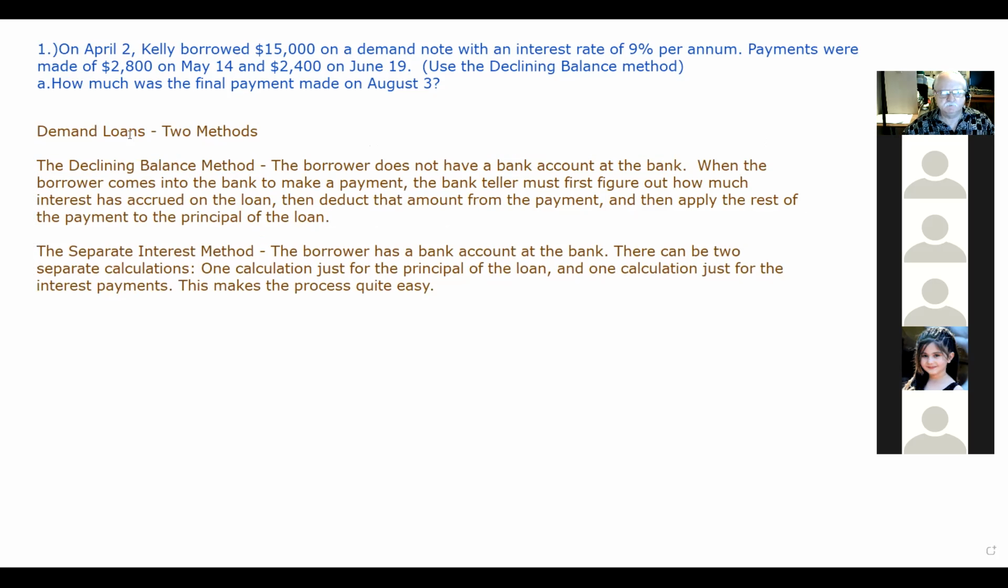So that's basically how the two processes work. When you're being given a question, you have to be able to determine which method applies. In this question, they were very clear. They said, use the declining balance method. So we will use the declining balance method, but you have to be very clear about which method you're using, because it will make a difference in the calculation. So having said that, let's go ahead now and calculate this.